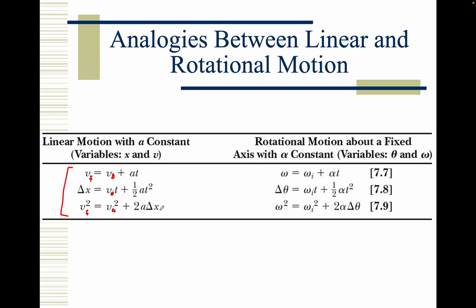Well, it turns out, and you kind of realized this already, there are a lot of relationships between these things. For example, delta theta is a lot like delta x. Omega is a lot like velocity. Alpha is a lot like acceleration. And so literally, you can translate each of these equations into their rotational equivalents. In this case, for example, this equation becomes omega final equals omega initial plus alpha times time. And this one, instead of delta x, becomes delta theta equals omega initial times time plus 1/2 alpha t squared. And this one becomes this.